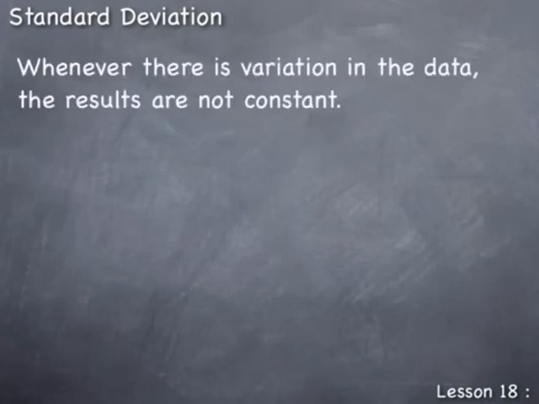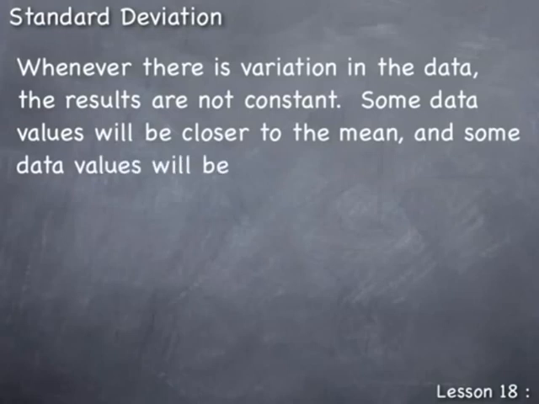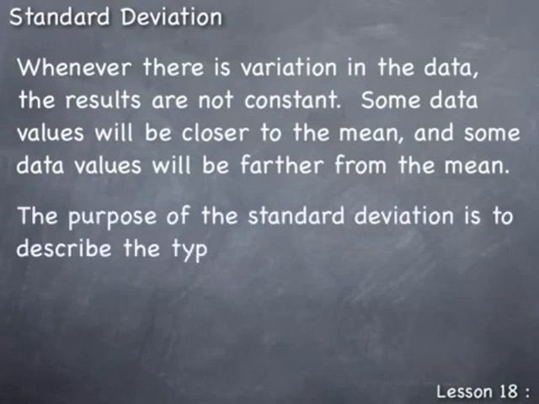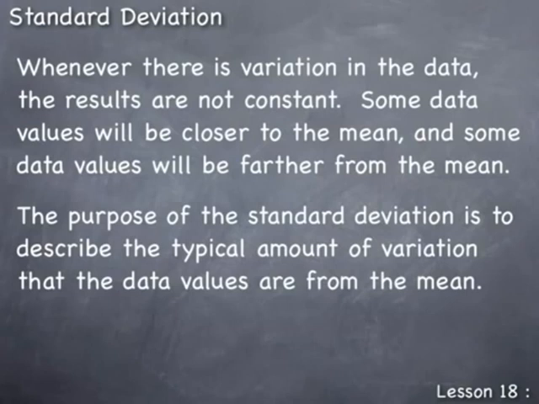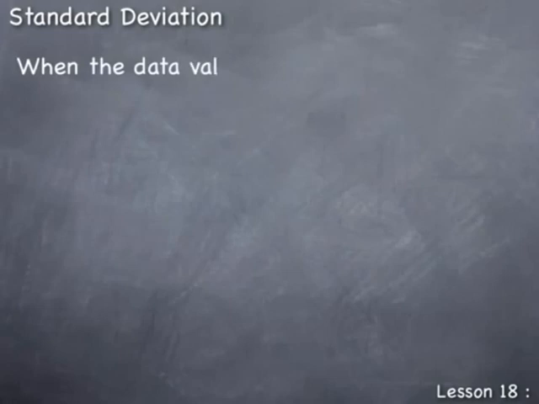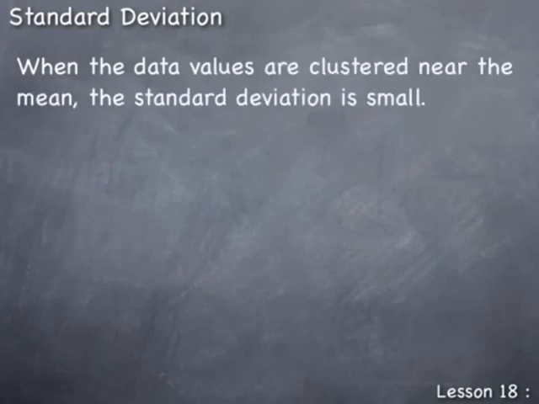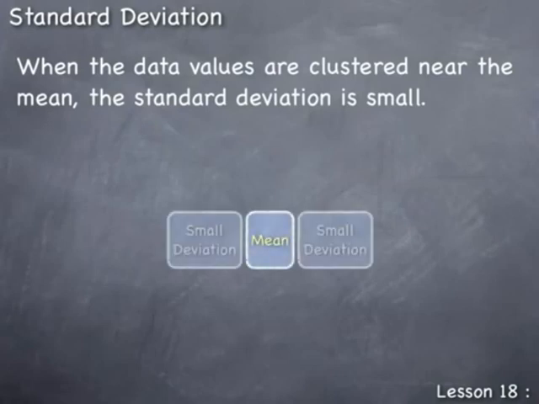Whenever there is variation in the data, the results are not constant. Some data values will be closer to the mean, and some data values will be farther from the mean. The purpose of the standard deviation is to describe the typical amount of variation that the data values are from the mean. When the data values are clustered near the mean, the standard deviation is small. To illustrate this, if we have data values very close to the mean, we have a very small deviation. Hence, when we calculate the standard deviation, we'll get a relatively small result.